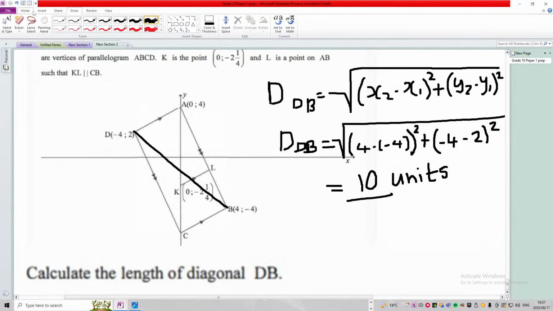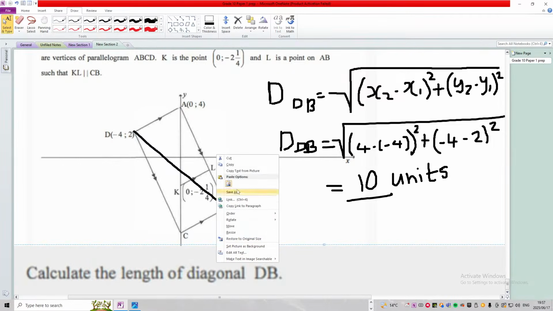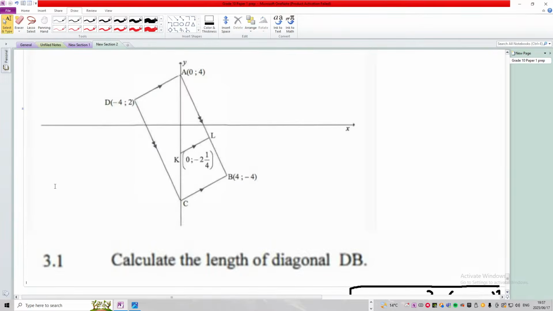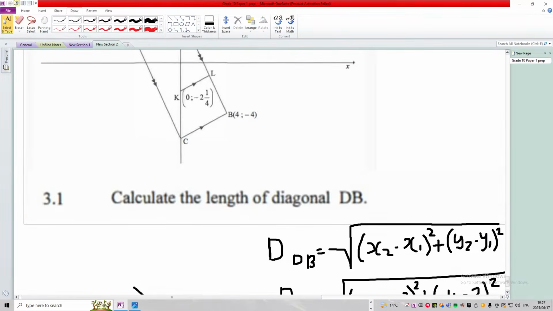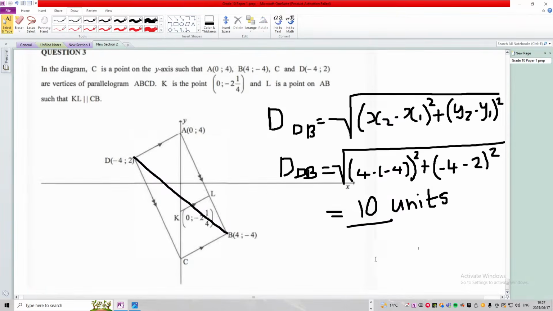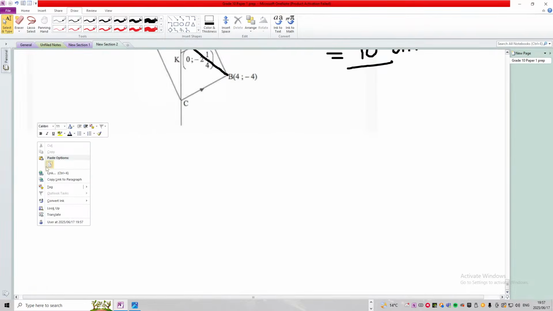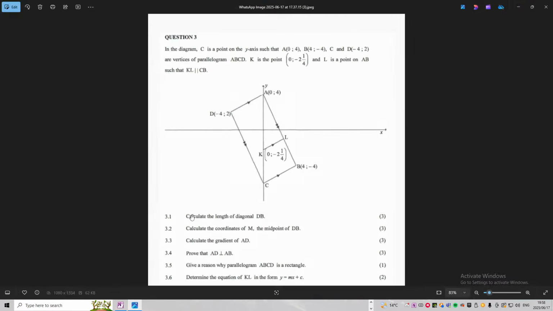Let us move. I think I should be a singer instead of a teacher. Let us move. What happened now? Okay. Why is it not copying properly?